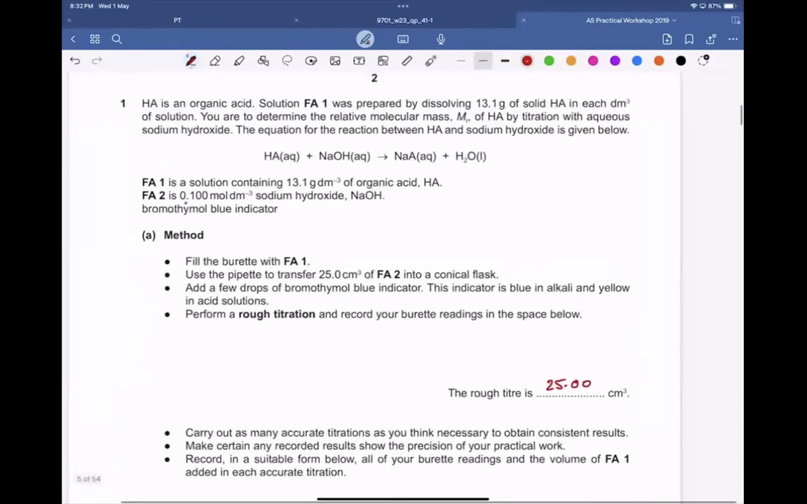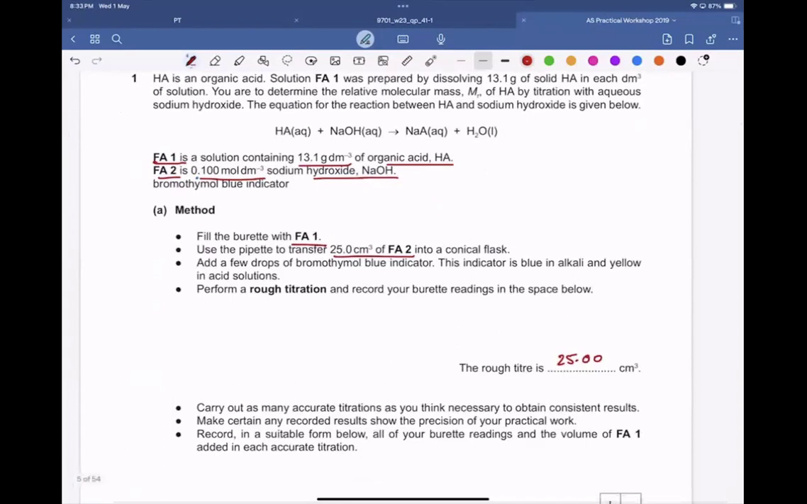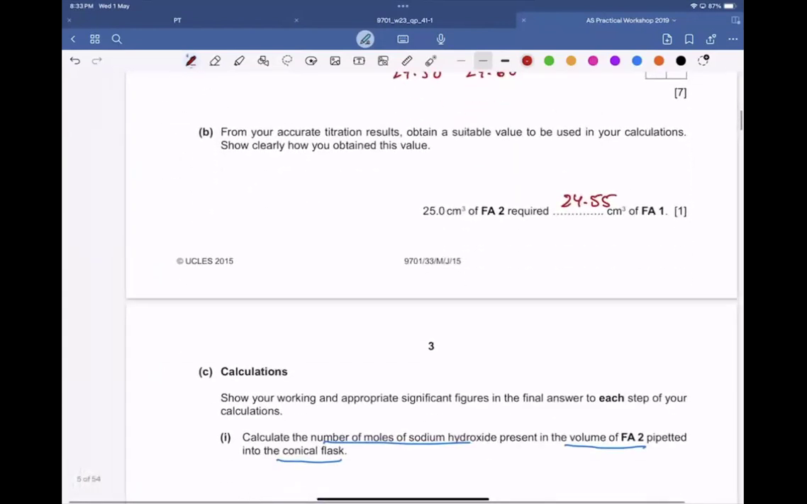Okay. Now have a look over here. FA1 is a solution containing 13.1 grams per decimeter cube of organic acid HA. FA2 is 0.1 mole per dm cube sodium hydroxide. Fill the burette with FA1, okay, and 25 centimeter cube of FA2 into the conical flask. Okay, there is no dilution over here. Okay, so we did this.